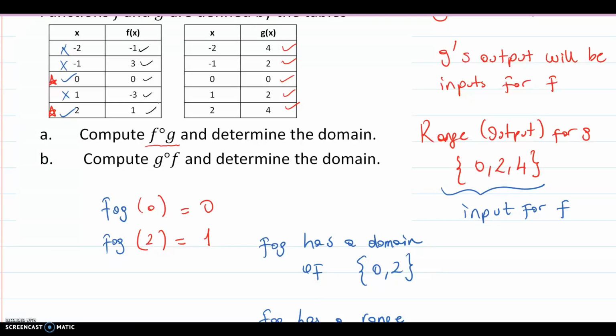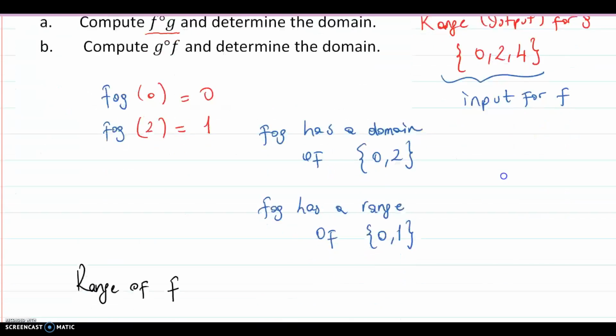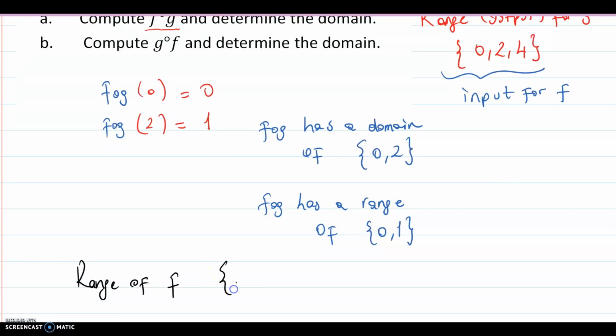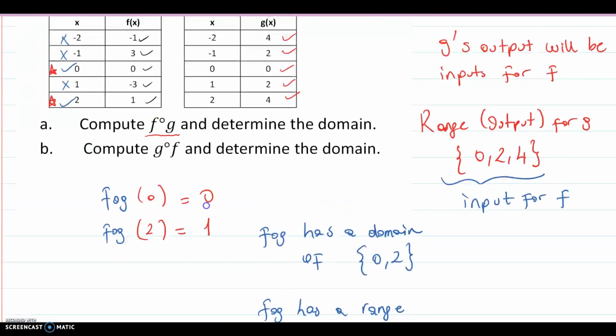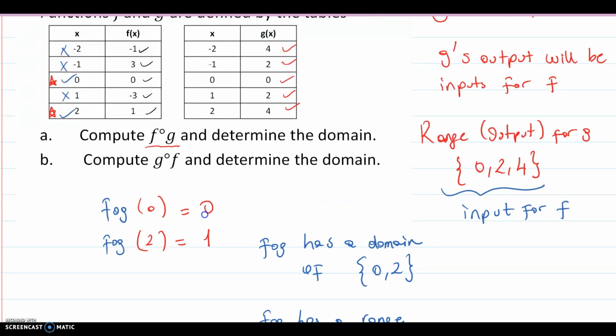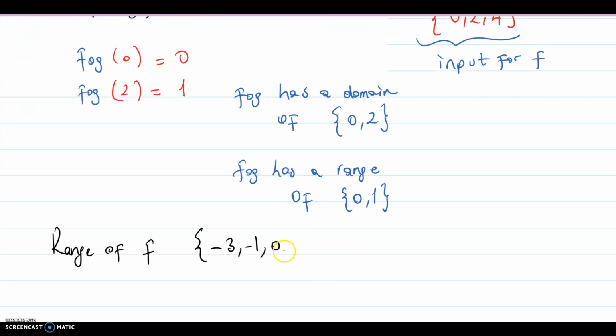Like you see, there are no overlaps like we had on the g of x. In g of x, we did have 4 and 2 repeating, so we need to get all of them. -1, 3, 0, -3. Always good to put them in order: -3, -1, 0, 1, 3.